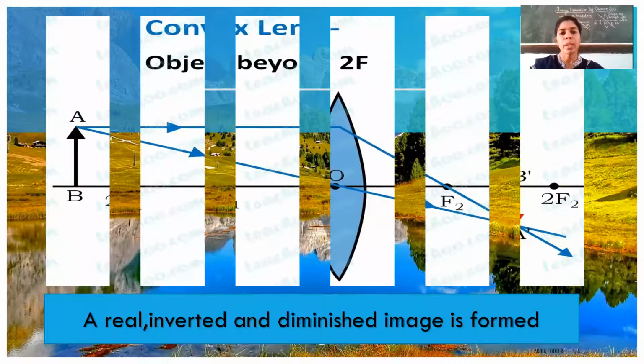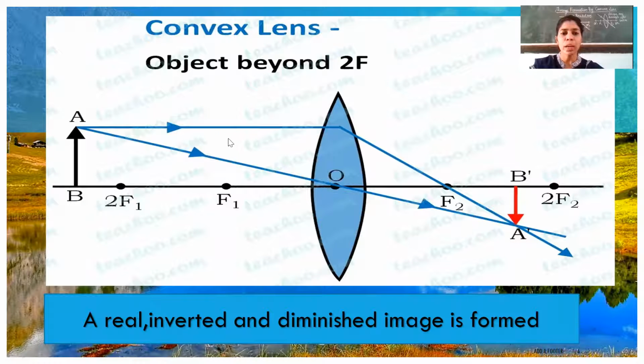The next one, when the object is placed beyond 2F1, we can see in this figure two rays coming from the object. After refraction, these rays intersect at a point. The parallel ray, after refraction, passes through the focus, and the oblique ray passes through the optical center without suffering deviation. They intersect at a point, and a clear image will be formed between F2 and 2F2.